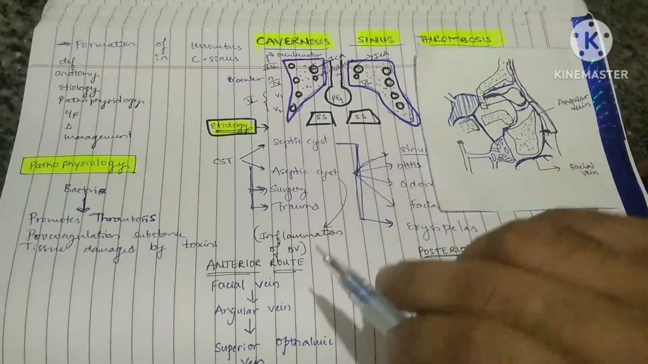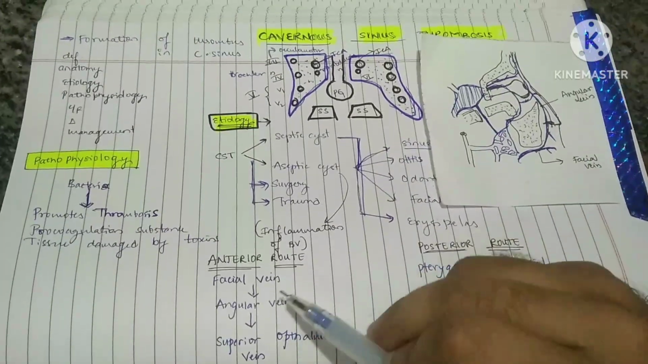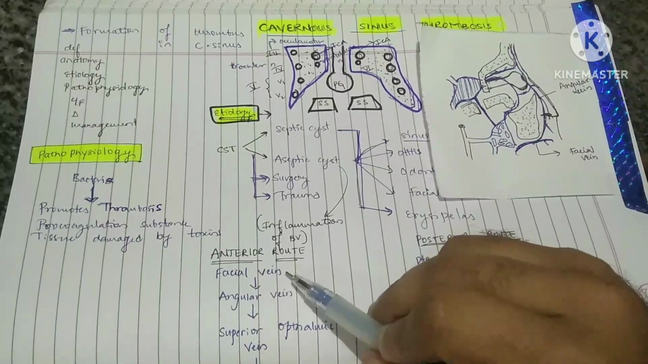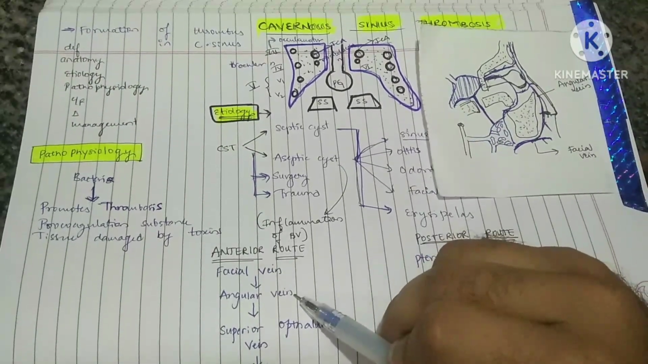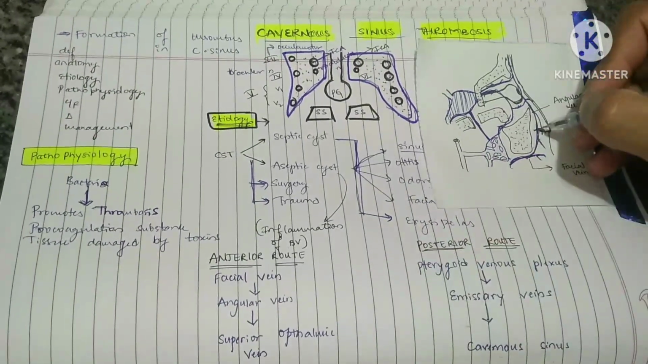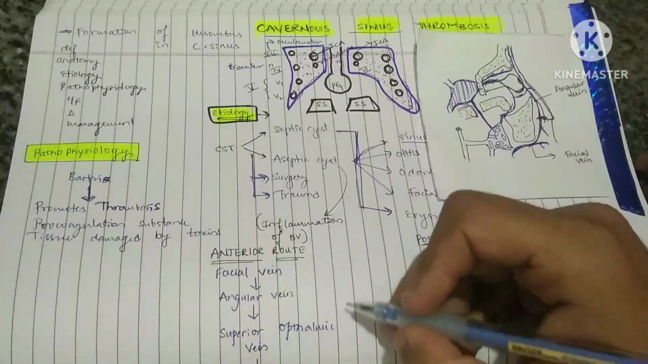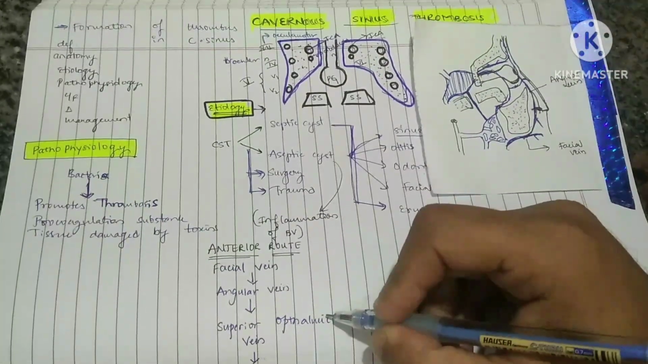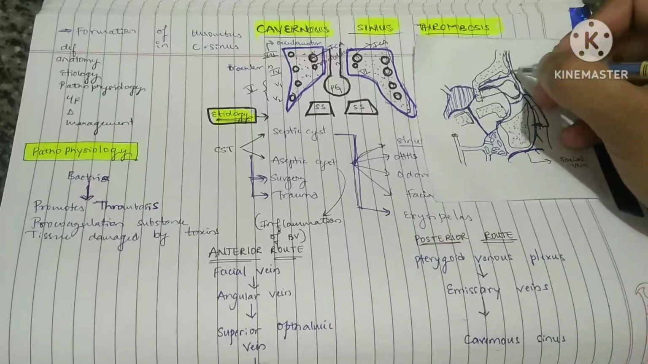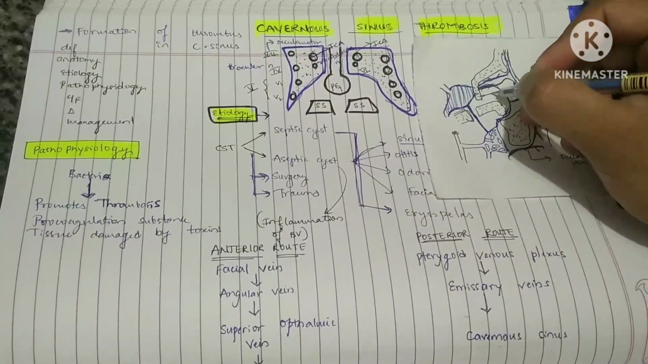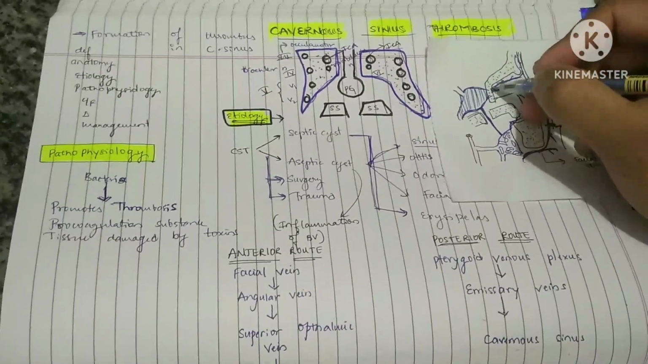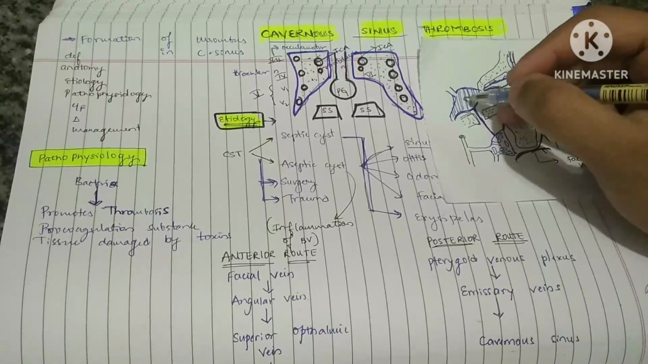Now in the anterior route, what happens is that this facial vein continues as the angular vein, and then it again continues as the superior ophthalmic and the inferior ophthalmic vein. Okay, and now these join and converge into the cavernous sinus.